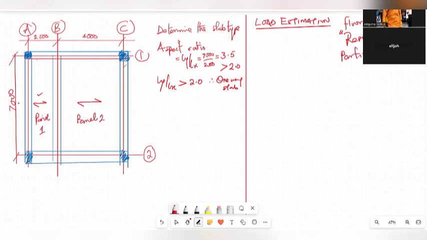And our partition, let's assume it is 1.5 kilonewton per meter square, and finishes 1.2 kilonewton per meter square. So how do we do that for loading it? For this, the first thing you want to load is the slab own weight. That is the weight of the slab itself.